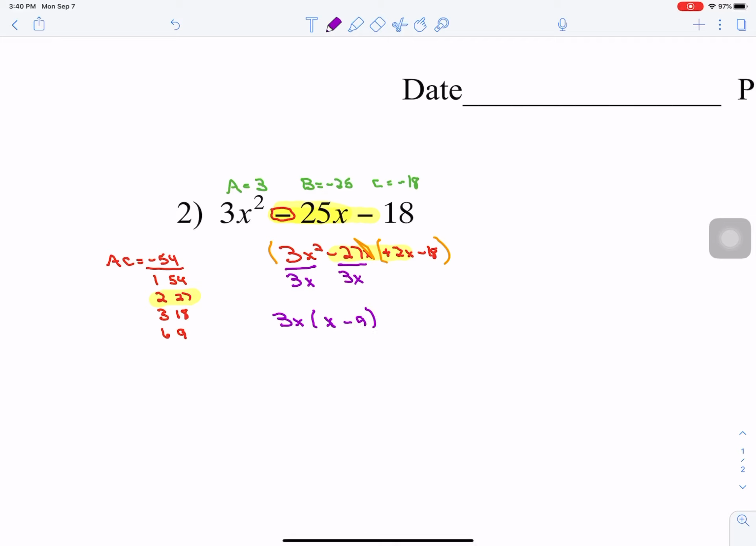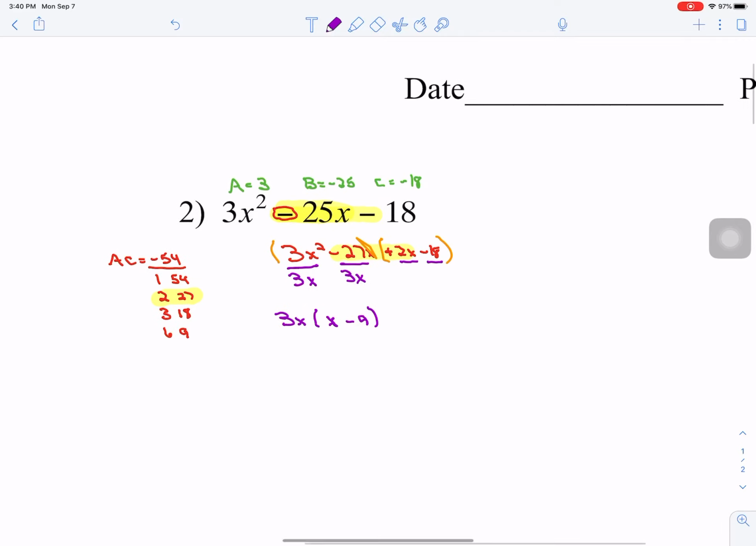Now I'm going to do the same thing for the second set of parentheses. This time I can factor out a 2. And because that 2 is positive, I'm going to keep my 2 positive. So I'm going to put a plus and a 2 here. Now I'm going to divide. 2x divided by 2 is once again x. Negative 18 divided by 2 is negative 9.